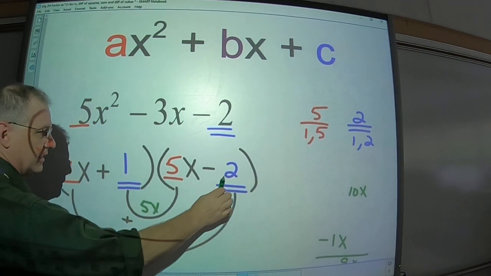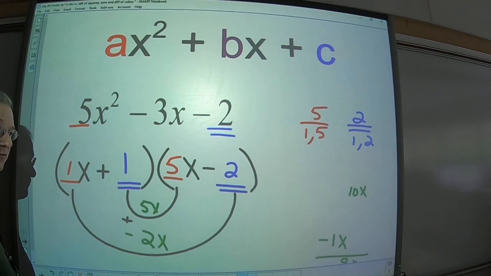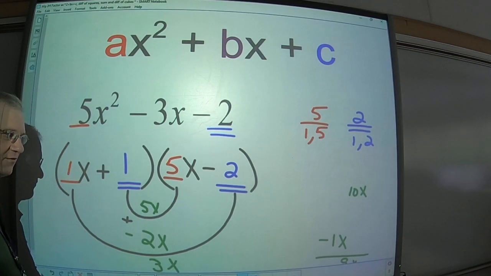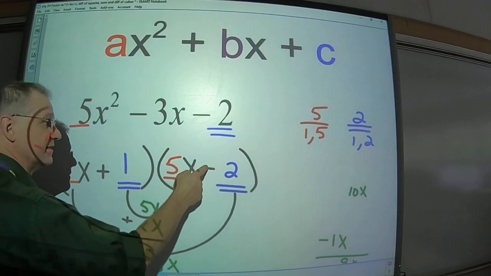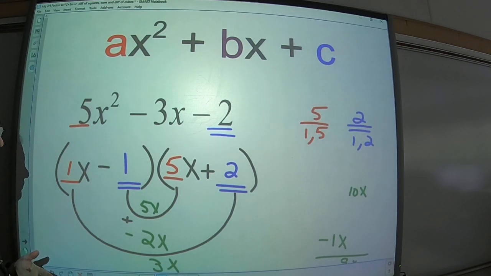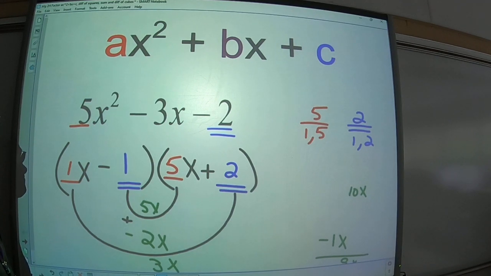So now I'm going to check this. 5x, negative 2x. Does that give me negative 3x? No, it gives me positive 3x. Well, if you get the right number, wrong sign, and everything else is good, just switch the signs. Now, it's nice to do that on a smartboard. I know you can't do that in your notebook as easily. That's why you should really use a pencil with an eraser when you're doing factoring.